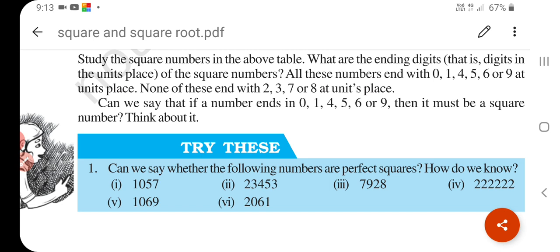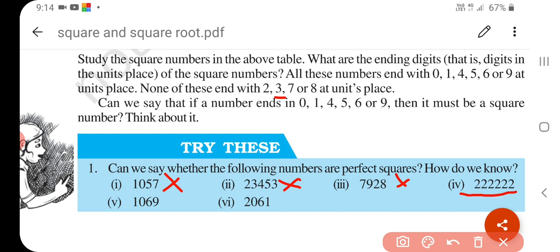If there are some numbers, can you say whether the following numbers are perfect squares? How do we know? 1057, the number ends with 7, so it's not a perfect square. 24353 is not a perfect square because it ends with 3. 7928 is also not a perfect square.